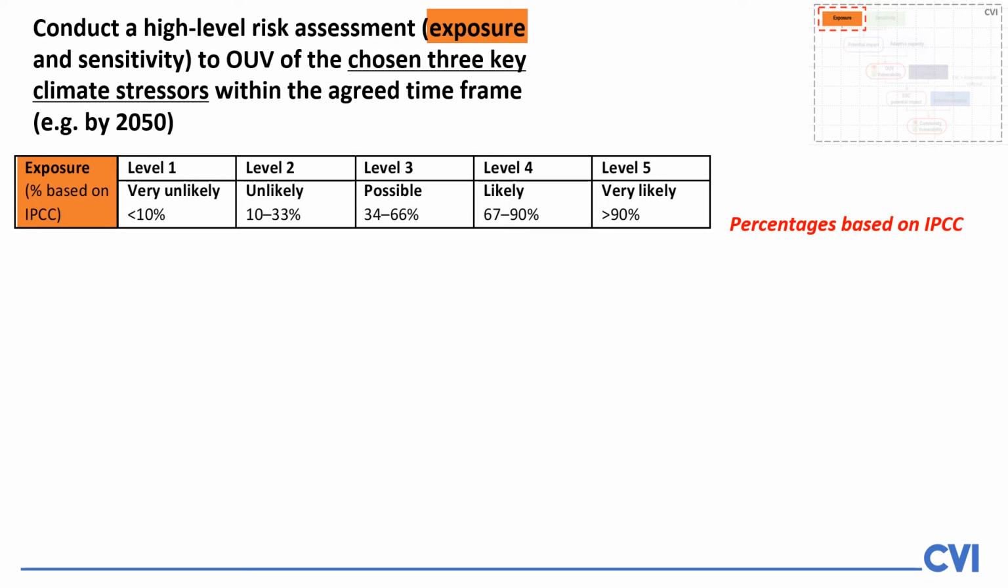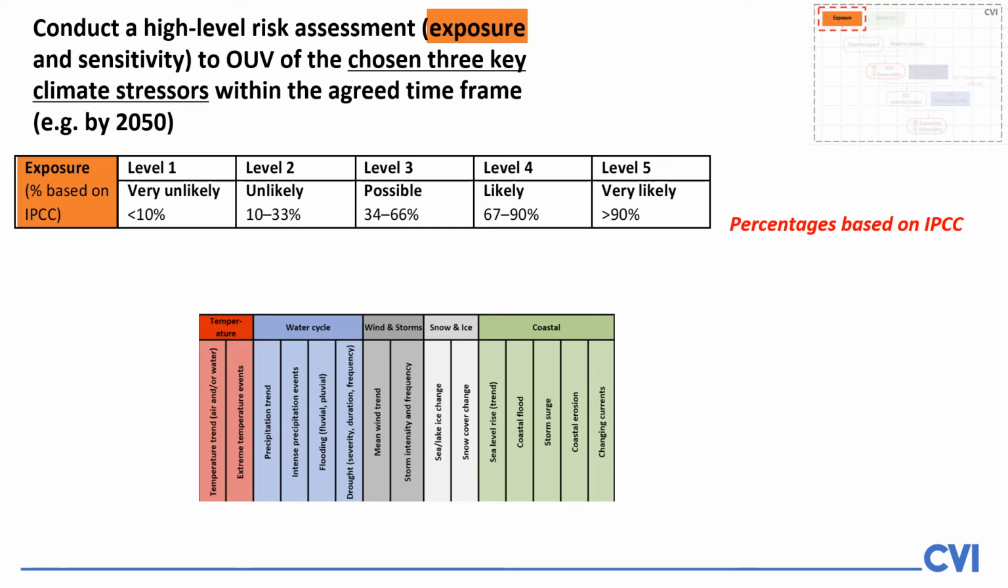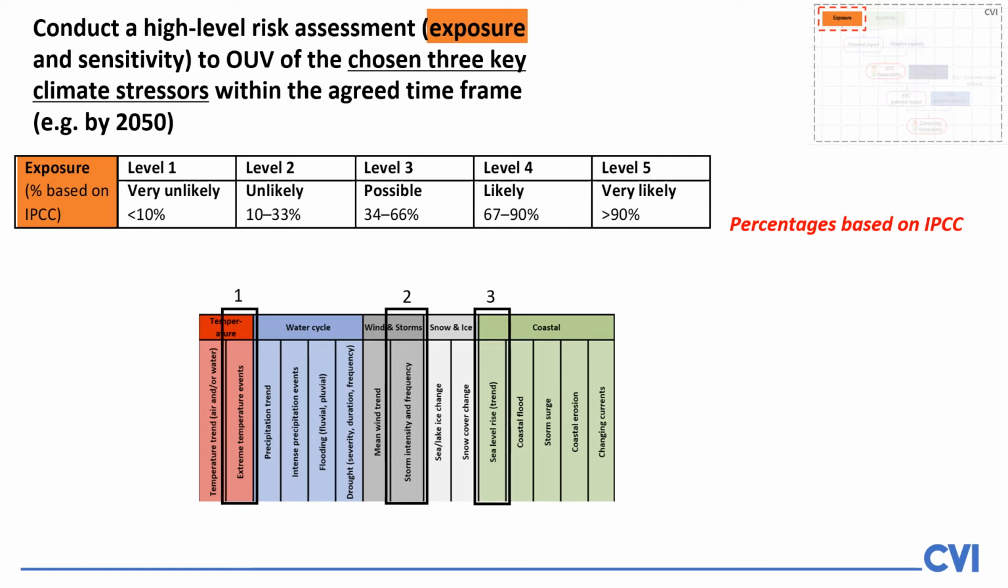So you can see here we're looking at exposure in that little thumbnail on the top right. And exposure we look at in different levels here, level 1 to level 5. And we look at exposure, as it says here, of the chosen three climate stresses within an agreed time frame, as Scott took you through last week. So let's consider, for example, your climate stresses, and you have chosen, for example, these three. So you've chosen extreme temperature events as one of your key climate stresses, storm intensity, and sea level rise.